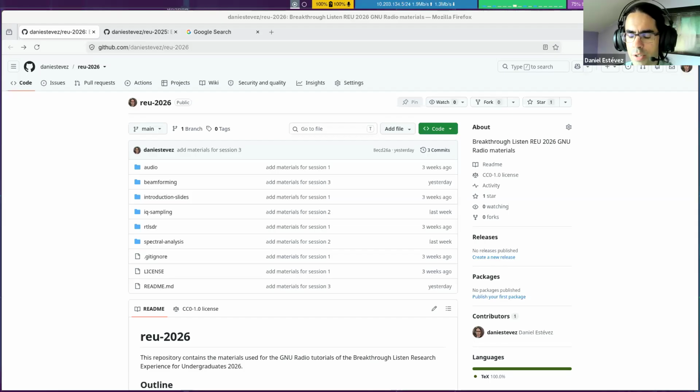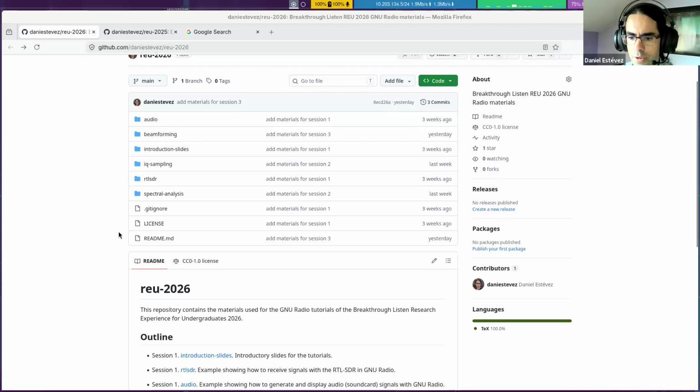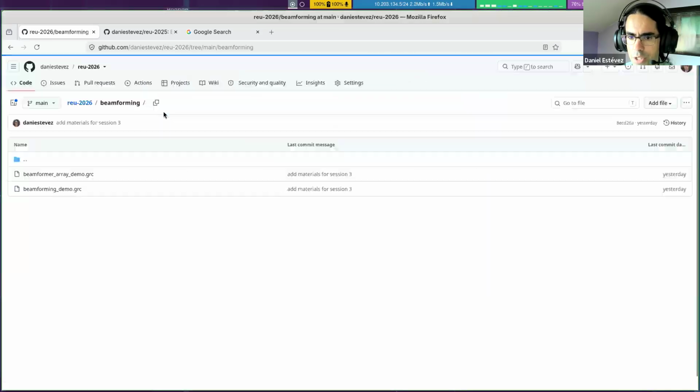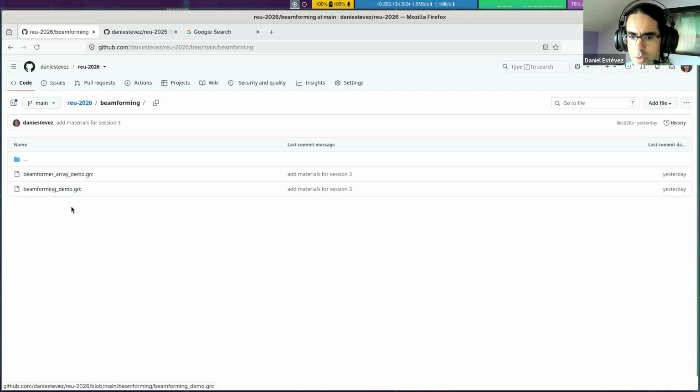So today I have a couple of things which relate to radio telescopes with multiple antennas. I'll be covering the beamforming directory, and you can see in here there are two GNU Radio flow graphs. We will first be doing this beamforming demo and next the beamformer array demo.